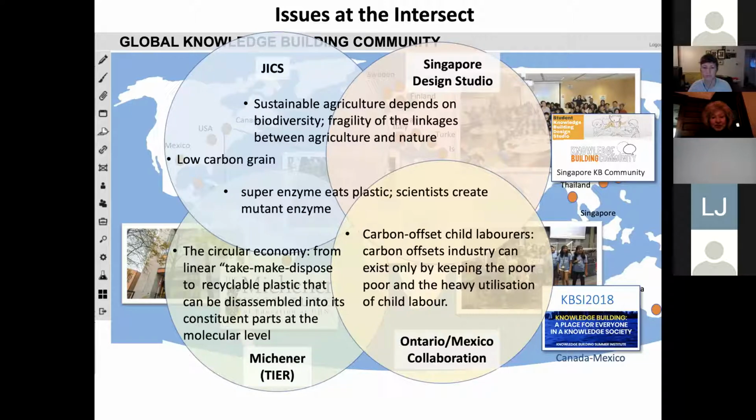I also learned about the circular economy from a linear model of recycling, which is basically you take something, you make it, you dispose of it, to what they call recyclable plastics that can literally be disassembled into constituent parts at the molecular level. So this notion that we could, and I'm not pretending that these ideas would be exciting for any of you. The challenge, of course, is to find ones that are at the intersect and that would pull us together.